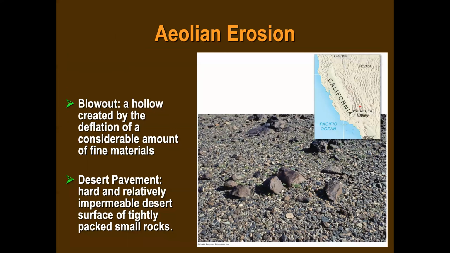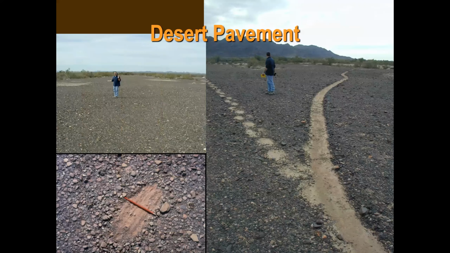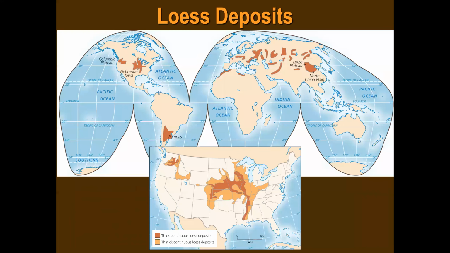I'm going to forego dunes and get into loess deposits. Loess deposits are sort of yellow and tan in color, and they usually tend to be deposited in big, giant piles. You do find them in the United States. You find them in China. You find them all over the world. I mean, not every part of the world, but lots of areas of the world.